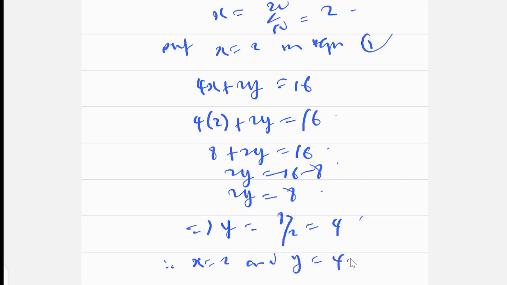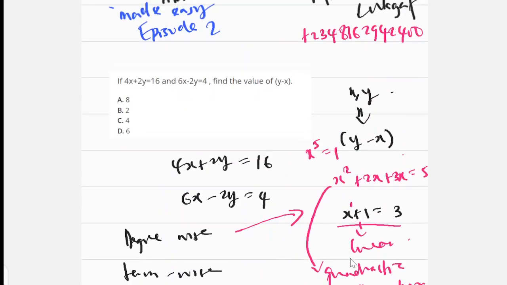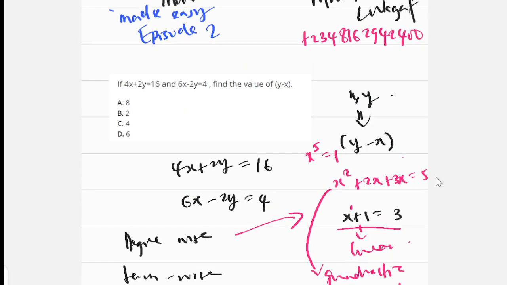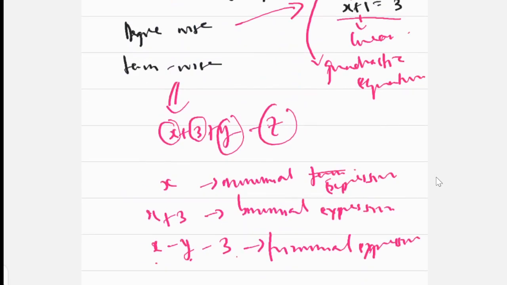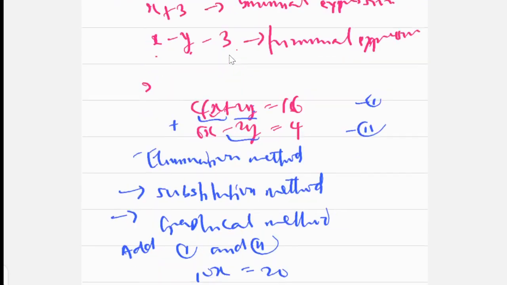But the question asks us to find what? y minus x. You understand? Now, if you check, the question has to find y minus x. And what is my y? 4 minus 2. What is 4 minus 2? 4 minus 2 will give me 2. Can you see that now? So, yeah, that is that.